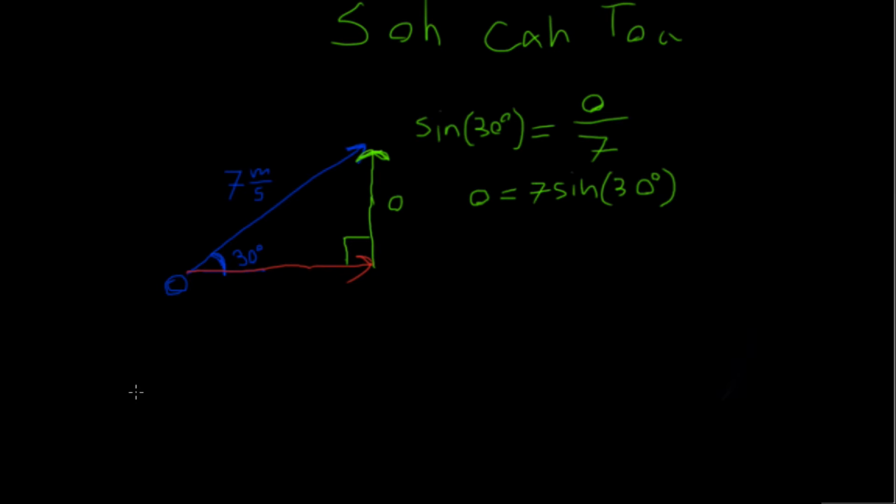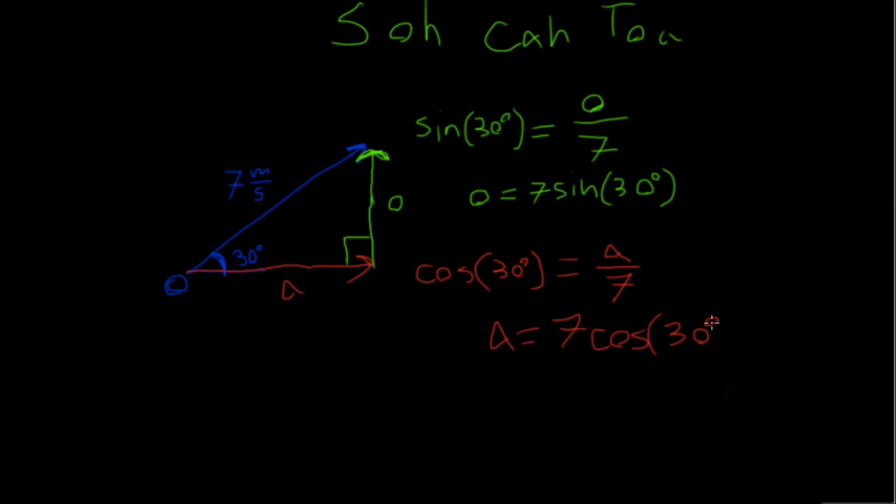We haven't solved exactly O. We don't know its value yet. We haven't simplified this sine here. How about this side? Let's call it A. What's the cosine of this 30? This is the adjacent A over that hypotenuse. A over the hypotenuse, which is 7. So similarly, we can solve for A. A must be equal to 7 times the cosine of 30. Now let's solve for these.